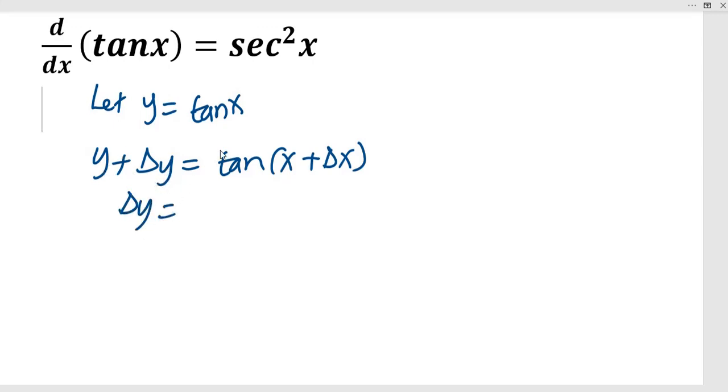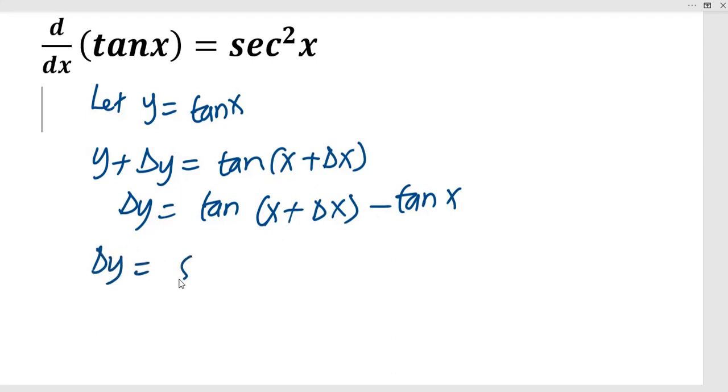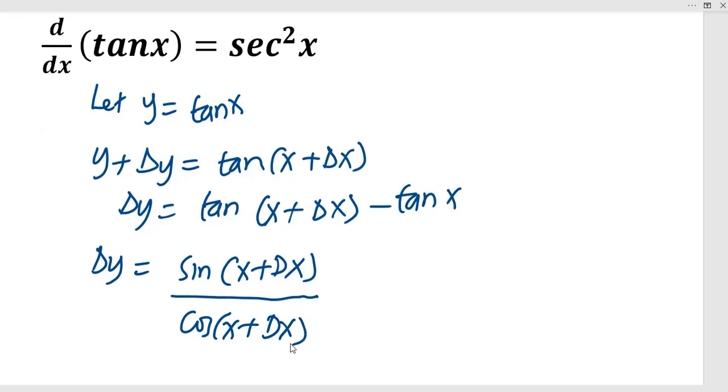Therefore, we make delta y the subject of the formula to become tan of x plus delta x minus y, but we know y is tan x. So we proceed. We can either expand the tan of x plus delta x using the compound angle method, or we can express it in terms of sine and cos. Let us take sine and cos for simplicity. So delta y is equal to sine of x plus delta x divided by cos of x plus delta x, minus sine x over cos x.